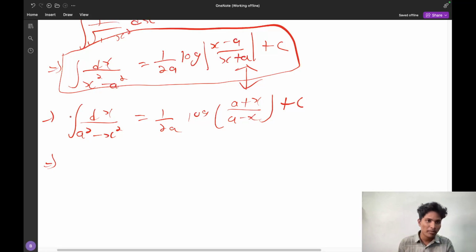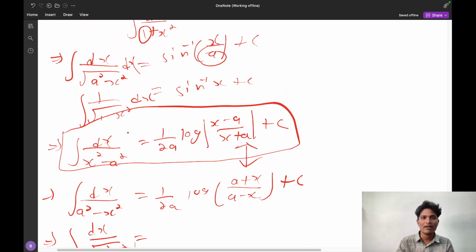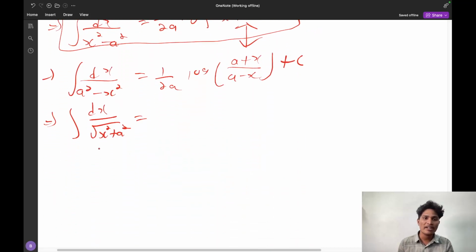Next comes the important formula, that is integral dx divided by root of x square plus a square. Now it is not the same as this formula. If it is just simply 1 divided by x square plus a square, it is 1 by a tan inverse x by a. But what if there is a root? When there is a root, the formula changes to log of x plus root of x square plus a square plus c.